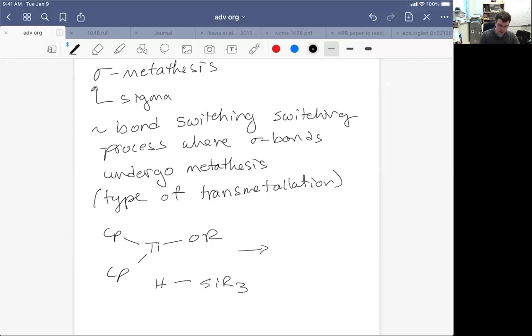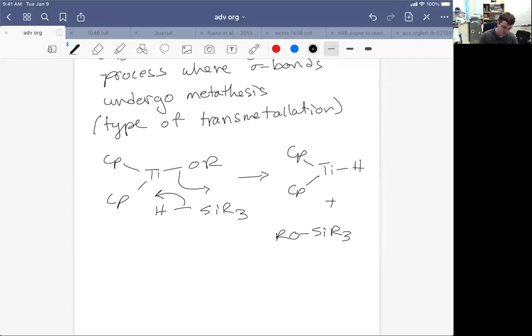And these types of metathesis reactions always have some sort of driving force behind them because they exist, I guess, in equilibrium. But here, this reaction is actually driven by the formation of a stable silicon-oxygen bond. And so we could show curly arrows where we just move the oxygen to the silicon, the hydride to the titanium. Silicon's kind of a non-metal in my book, but it sort of looks like a transmetallation.